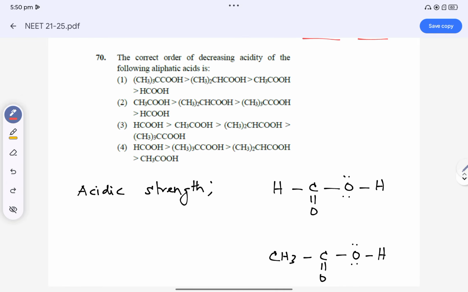Next question: the correct order of decreasing acidity of the aliphatic acids. So, the acidic character of acids. First I am writing formic acid. What about formic acid? This is the formula for formic acid.